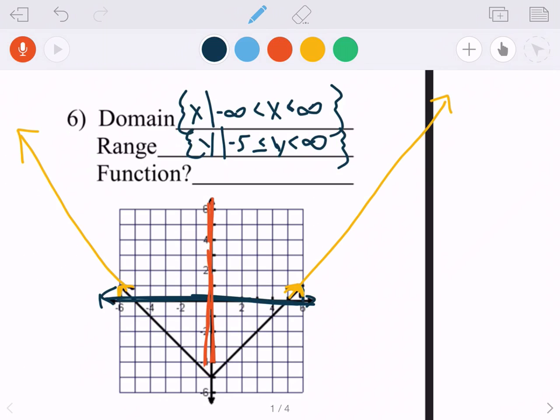And if we're looking at the vertical line test, again, we're going to take our pencil from the left and work our way to the right and see if the graph hits my pencil at more than 1 point. And it does not on this graph, so yes, that would be a function.